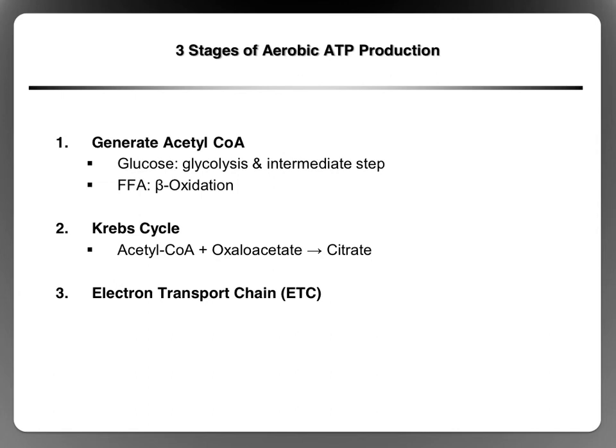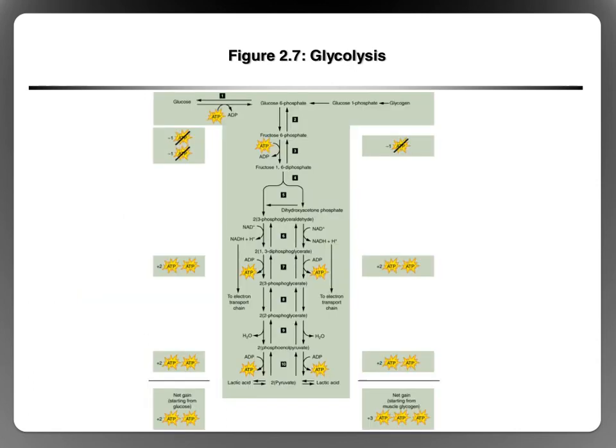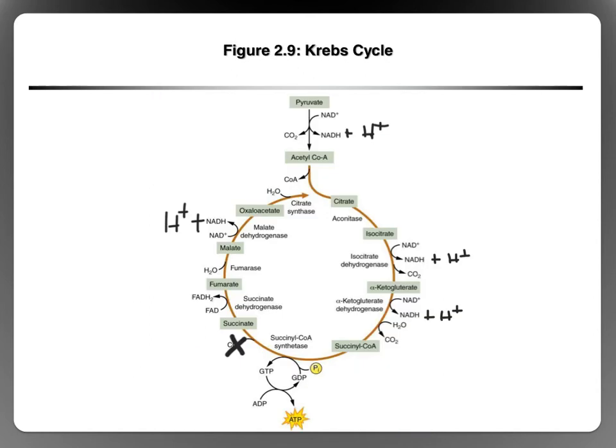The next energy system, or the next ATP producing system we're going to talk about, is the electron transport chain. But before we can go into that, we need a little bit of background. Remember when we talked about glycolysis, I said there was some NADH plus H plus produced that went to the electron transport chain. When we talked about the intermediate step, there's NADH plus H plus that I said goes to the electron transport chain.